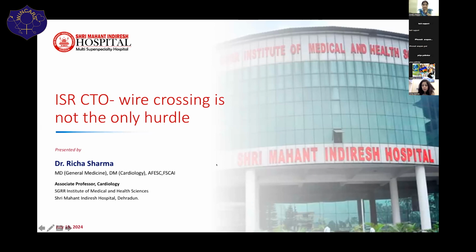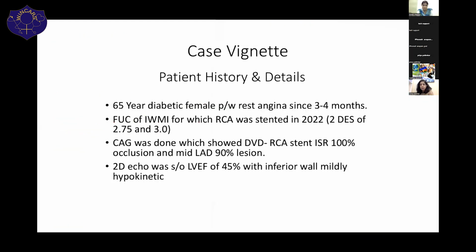The topic is in-stent restenosis CTO, type 4 CTO, where wire crossing is not the only hurdle. We will see how this case posed a difficulty to us. This patient was a 65-year-old diabetic female who presented with rest angina for 3 to 4 months, on and off. She was a follow-up case of inferior wall MI for which her RCA was stented in 2022. Two stents were implanted, 2.75 and 3.0.